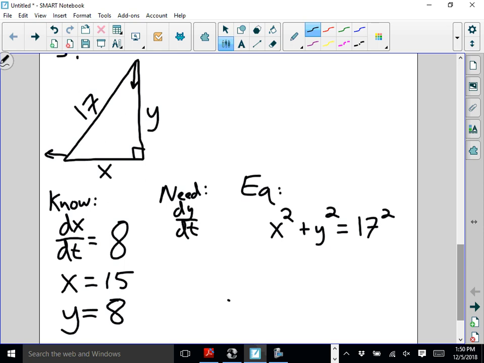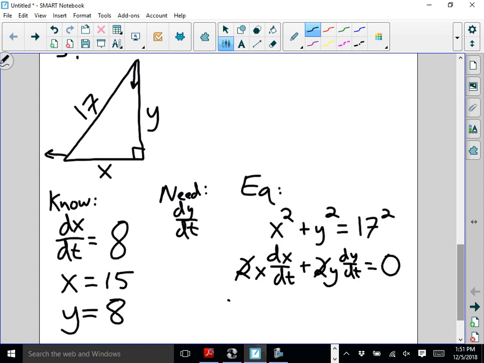The derivative will be 2x dx/dt plus 2y dy/dt equals the derivative of 17 squared, which is 0. I'm going to go ahead right now and divide everything in my equation by 2, which gets that out of there. And now I can plug in.